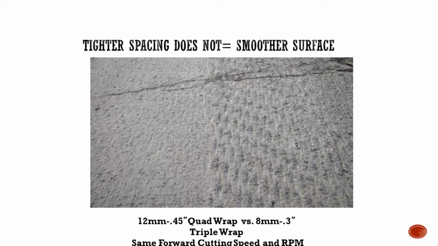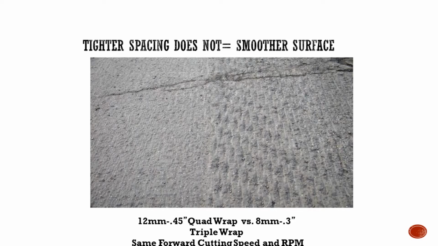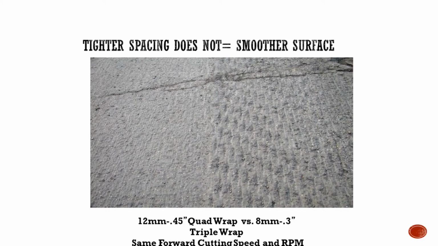Another great side-by-side shot shows that the tighter spacing does not necessarily mean you're going to have a smoother surface. The image on the left, a 12 millimeter space drum, versus an 8 millimeter space drum on the right, is cut at the same forward cutting speed. One is a double hit drum, so on the left you have 2 bits on line, and on the right you only have 1. You can start to see that darker section creating that longitudinal ridge, whereas on the left-hand side, that trailing tooth knocks down that ridge.